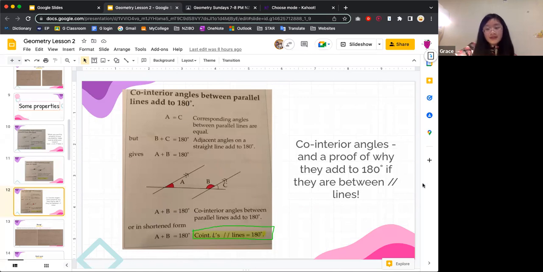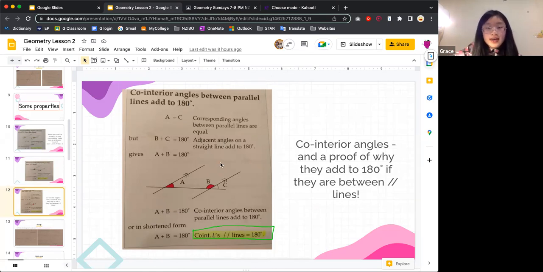All right, so we have our other type of angles. It's called cointerior. As we saw, they're on the same side of the transversal. They're kind of facing each other. And what's special about these is that they always add up to 180 degrees.